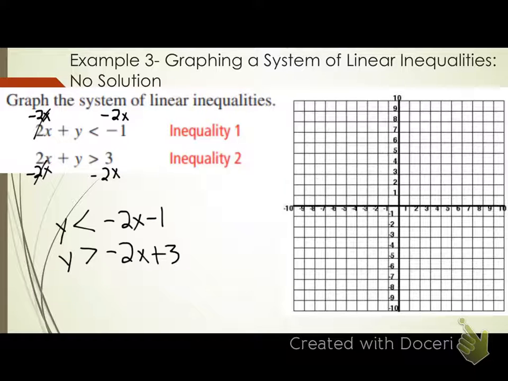In this case it does, I put it up here. I know it's no solution. But let's see why. We're looking for the overlap of the shaded area. So let's see where we're shading with this. Okay? For my first inequality, what's my y-intercept? Negative 1. What's my slope? Down 2, right 1.